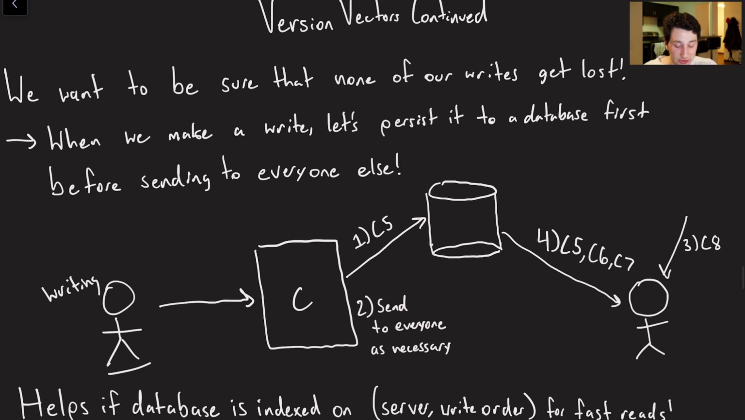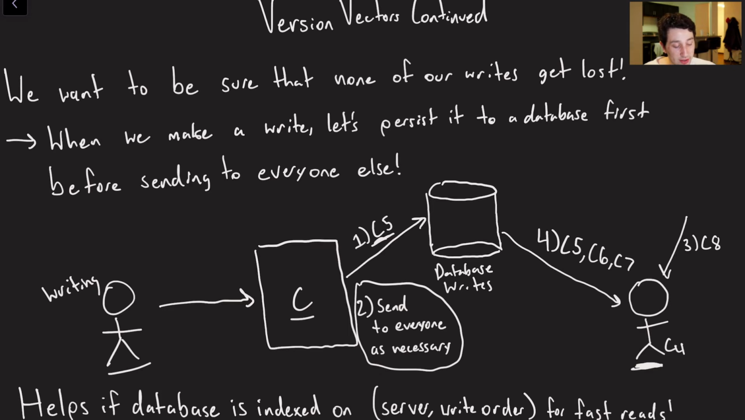But the idea is, here's me, I'm writing. I write to server C, apologies for the ambulance. I write to server C, and right before server C sends this write out to the clients, it is going to put this write C5 over in a database, which I'll just call the writes database. And then after that, it can send to everyone else as necessary. So we now know that C5 is guaranteed to be in a database before a single client even sees it.